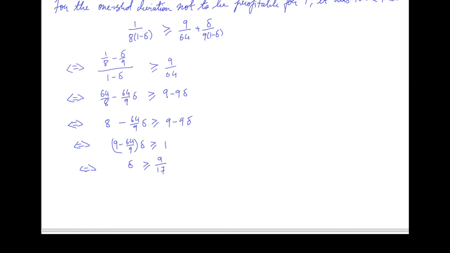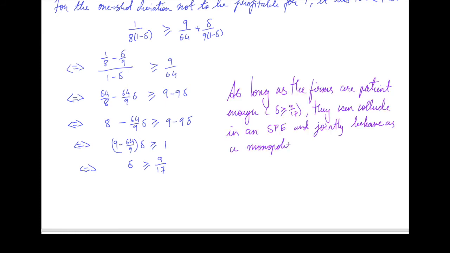So if the firms are patient enough, so delta is at least 9/17, which is a little more than half, then they can support collusion as a subgame perfect equilibrium.